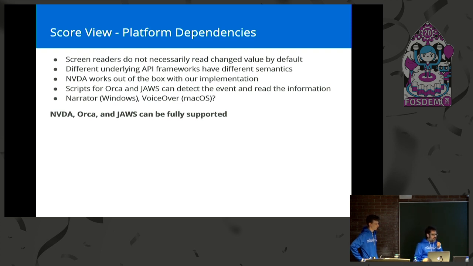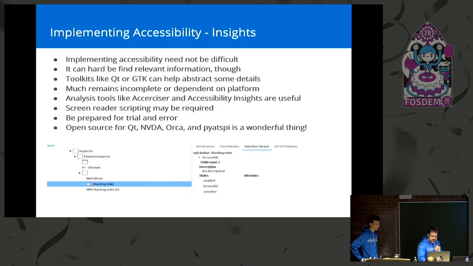But the other screen readers and the other platforms have different interfaces, different APIs for how they work, and only some of that is abstracted by Qt. So we were able to create scripts for Orca on Linux and JAWS, which is the most popular screen reader for Windows, which is the most popular platform. So now that we have those scripts, we can say we fully support Orca as well as JAWS as well as NVDA within Musescore.